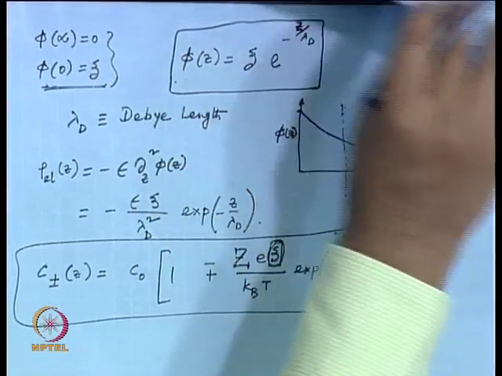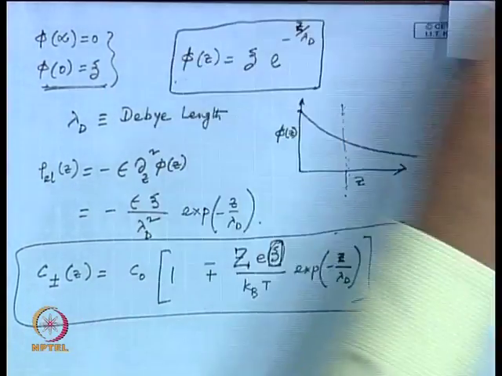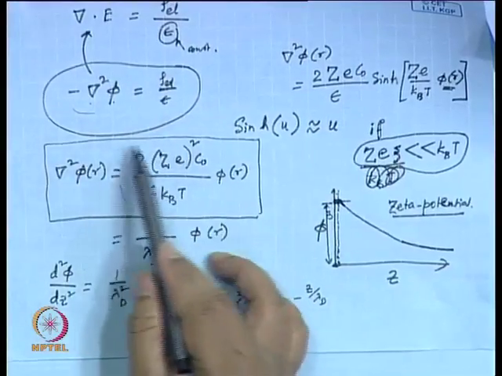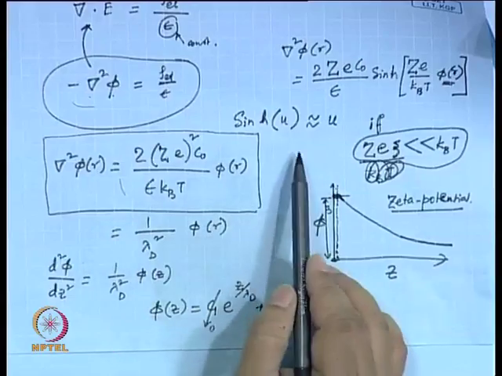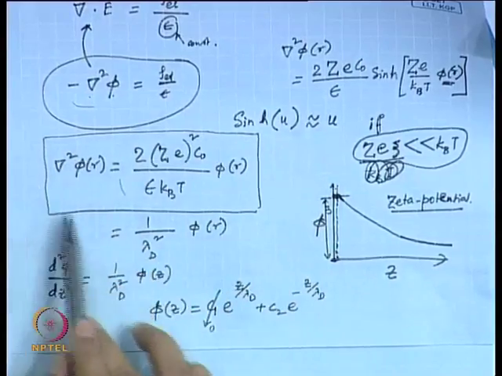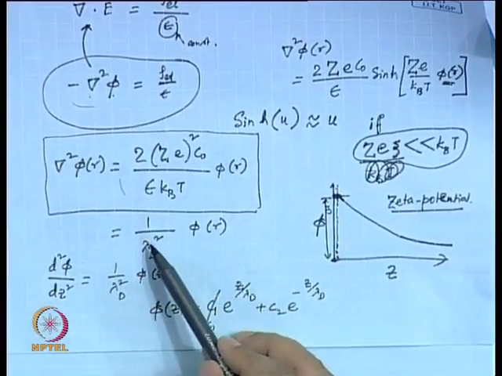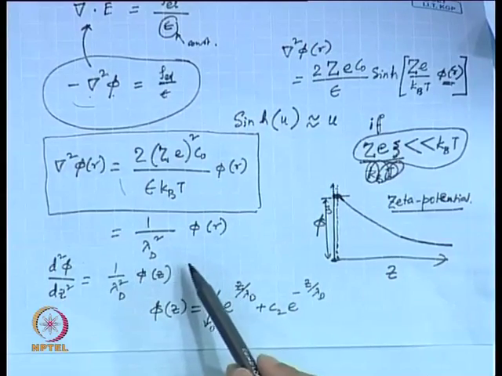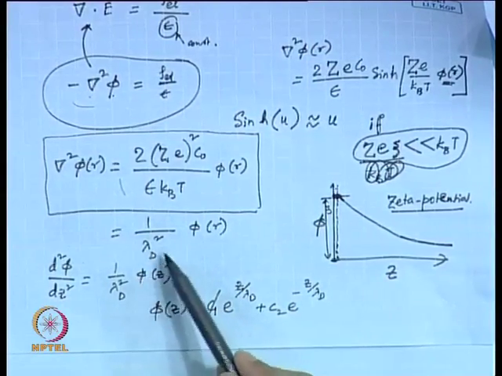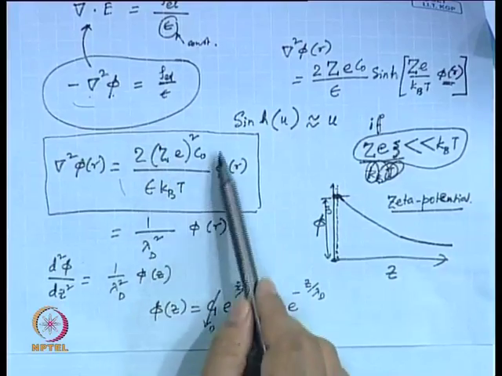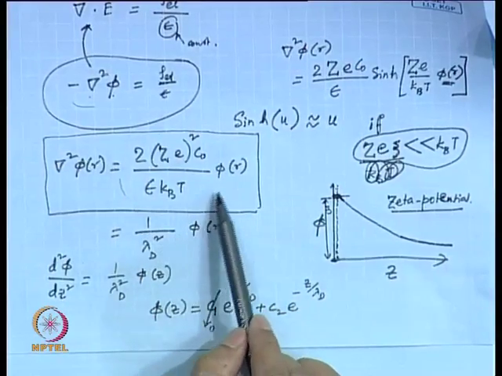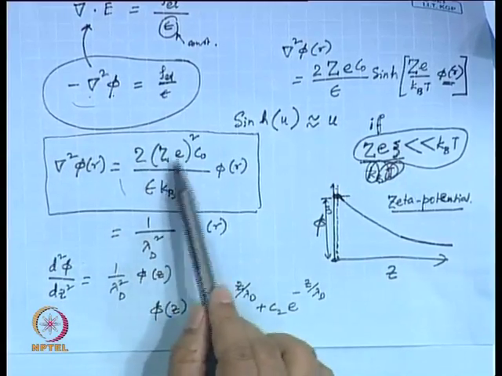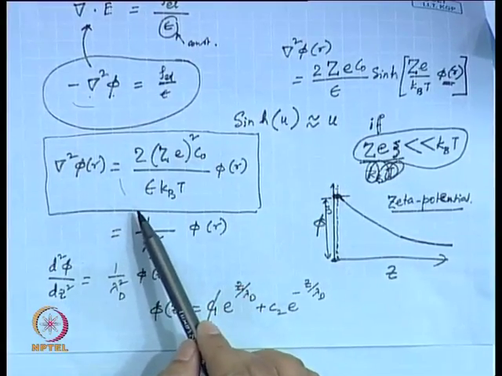Now, where did we bring in lambda d? You remember, when you go back to your notes, we were working with this expression. We said that sinh u is equal to u, and we ended up with this expression, and then from here I said this is equal to 1 by lambda d square phi. So, if somebody asks you what is lambda d, then you have to write lambda d as the square root of the inverse of this quantity, right. So, it would be the square root of epsilon kBT divided by 2 z e whole square C0, that entire thing under the square root, right.